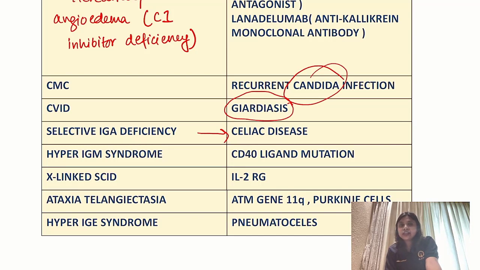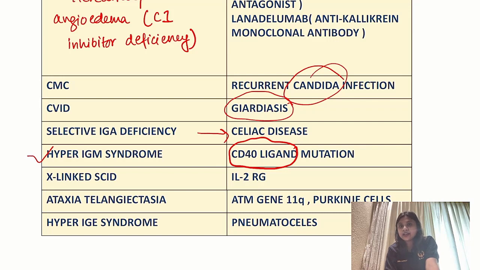So they develop celiac disease, and celiac disease has numerous extra intestinal manifestations. Which primary immunodeficiency is most commonly associated with celiac disease? The answer will be selective IgA deficiency. Again, this is a repeat question. In the exam paper, you actually got the flow cytometry image regarding hyper IgM syndrome. Remember, the CD40 ligand is involved, so CD40 ligand mutation is found in hyper IgM syndrome.